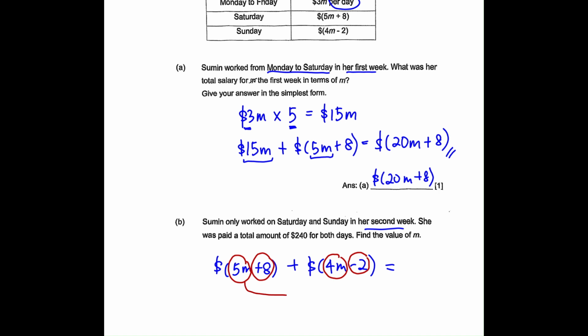So let's do those in the same family first. 5M plus 4M, because we assume that there's a plus sign in front of 4, but there's no negative sign circled together with it. So that would be 9M. Then 8 plus 8 minus 2. So it's just 8 minus 2, which is 6.